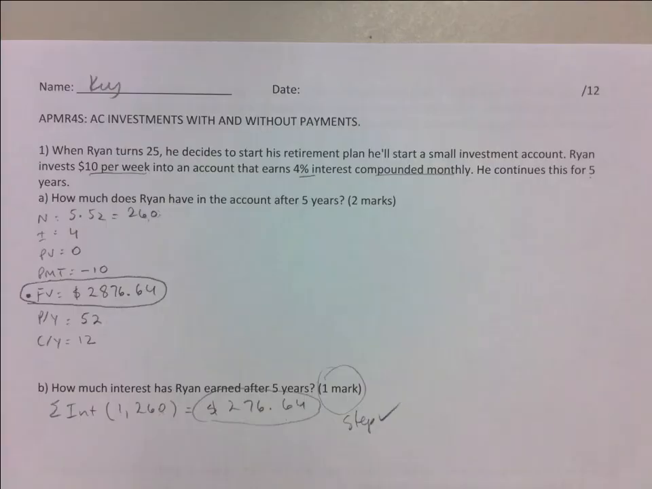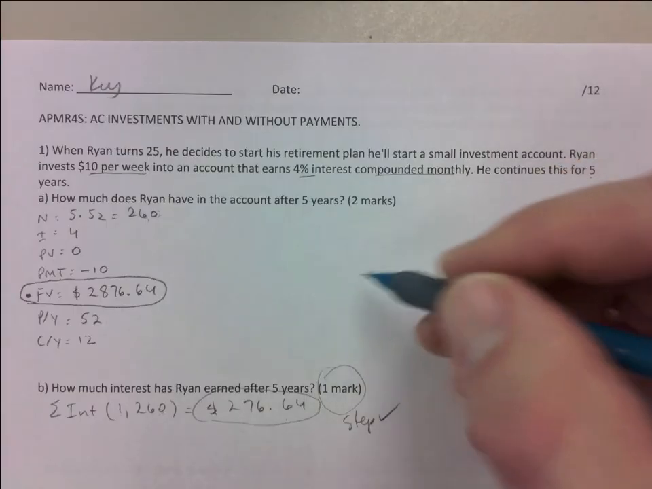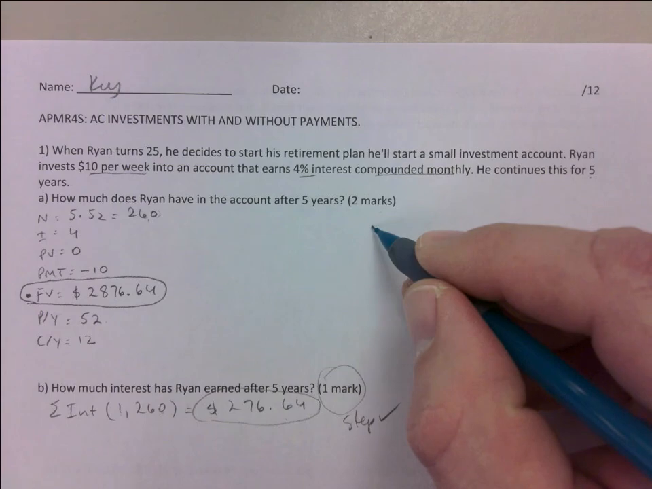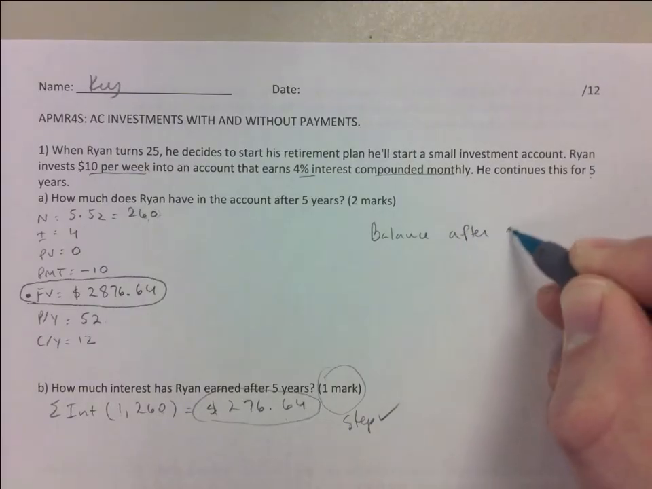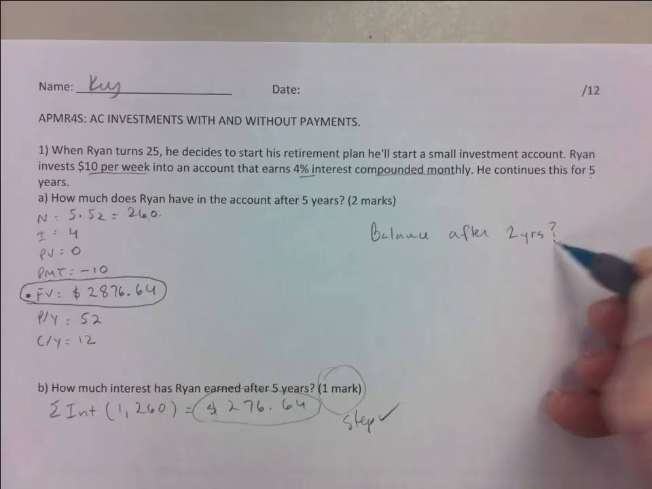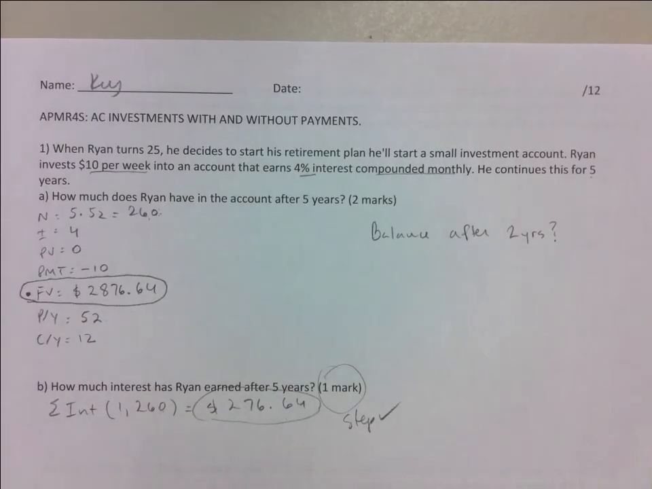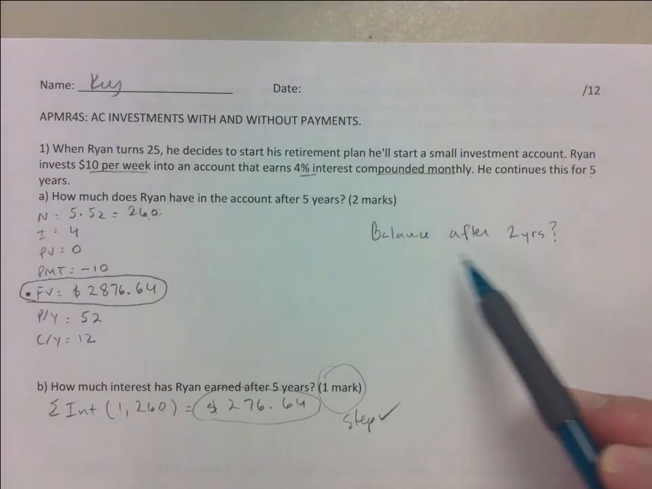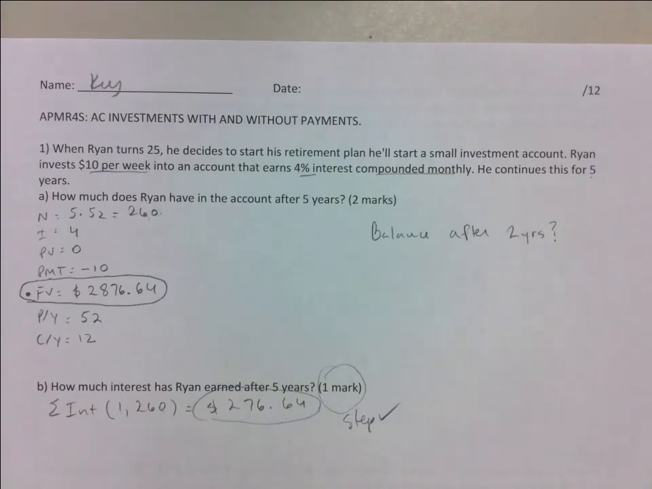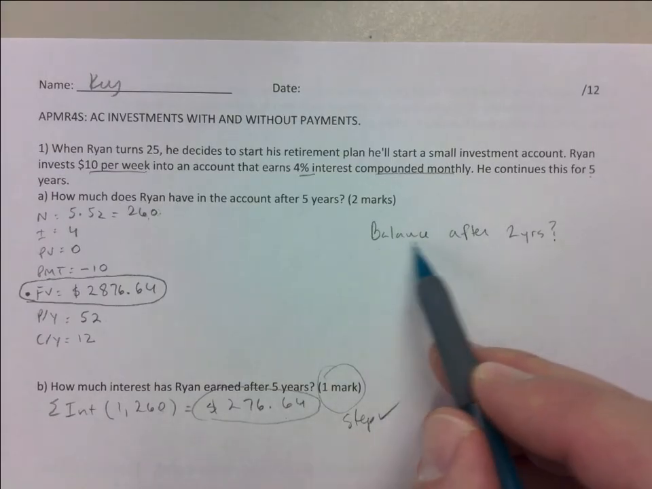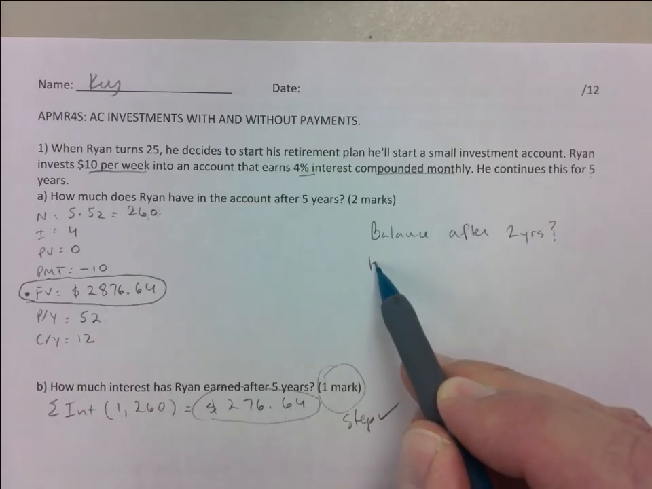I would like to introduce another question here. What if it asked for balance after 2 years? It's just a question. You're not going to get any marks for it. But what if I asked you, how much does Ryan have 2 years into his investment? Do you remember the balance function?